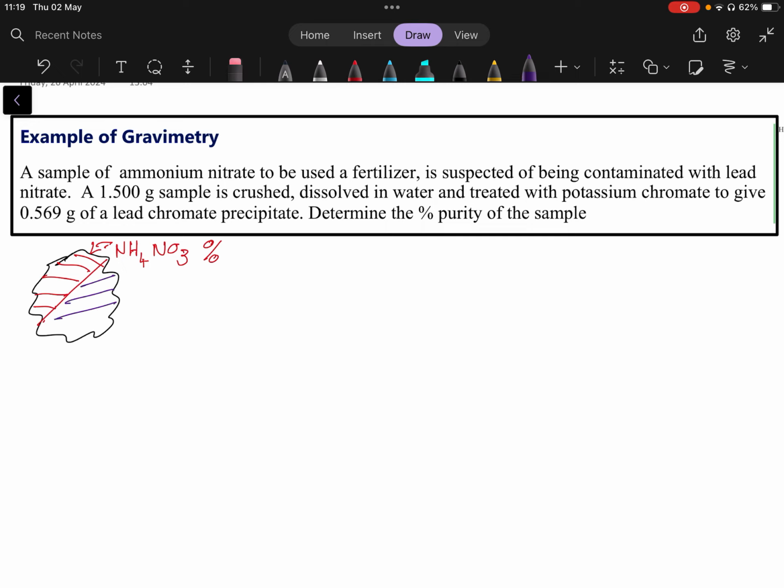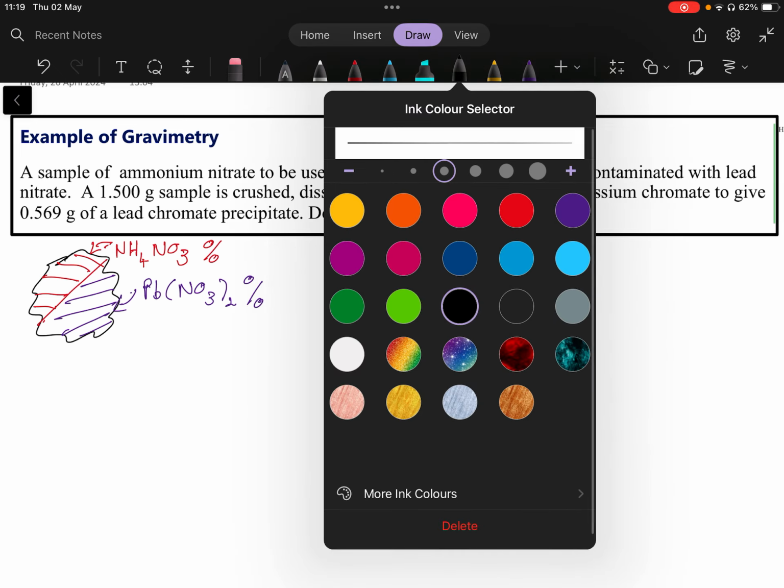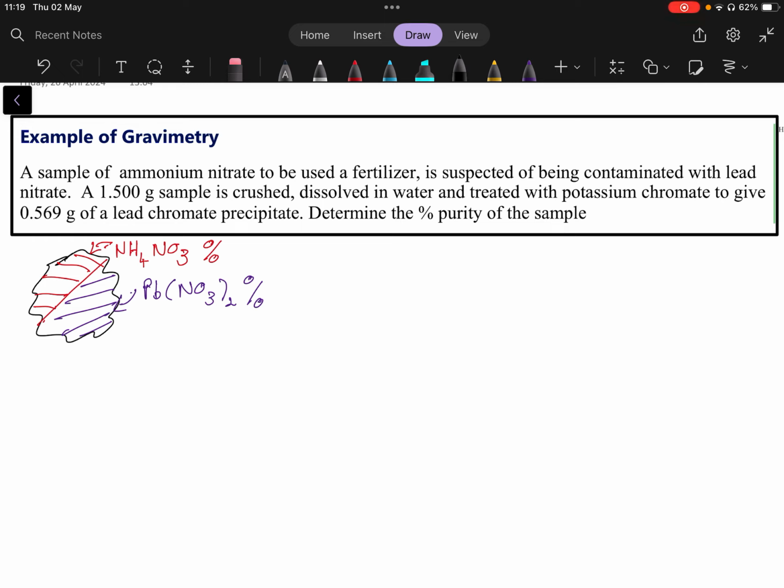The other part is the contaminants. In other words, that should be our lead nitrate. And that also makes up a certain percentage of what we're looking at, right? So that's the sample that we have. And this sample is then crushed up and we put it in water.